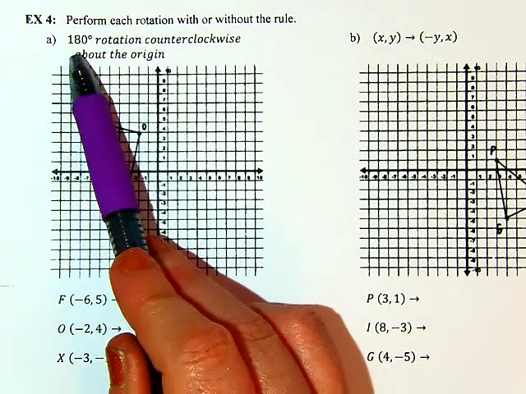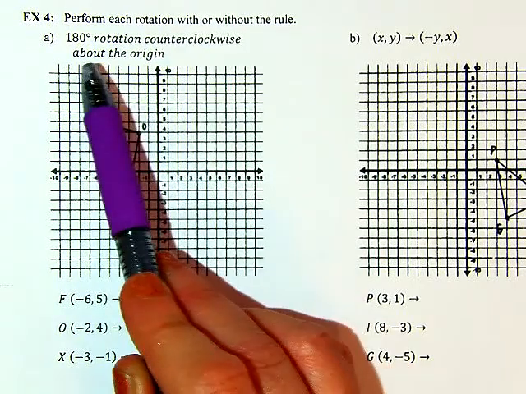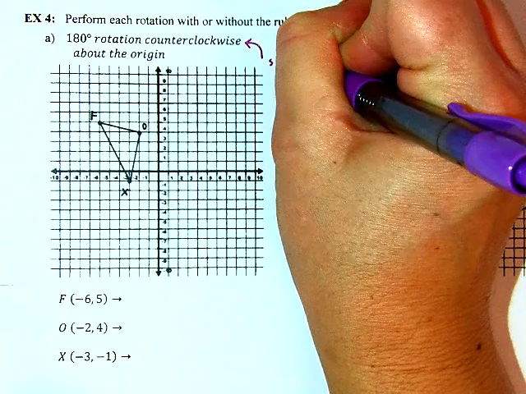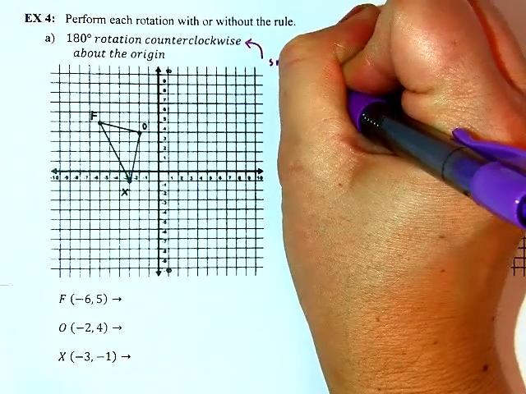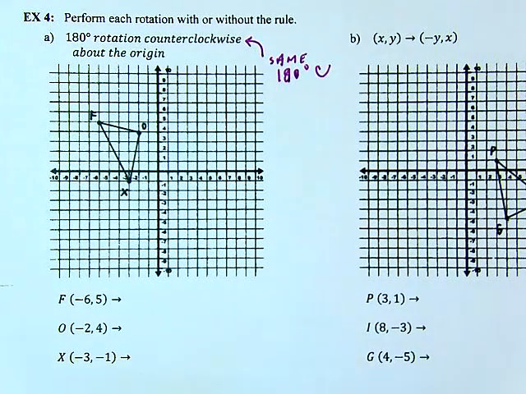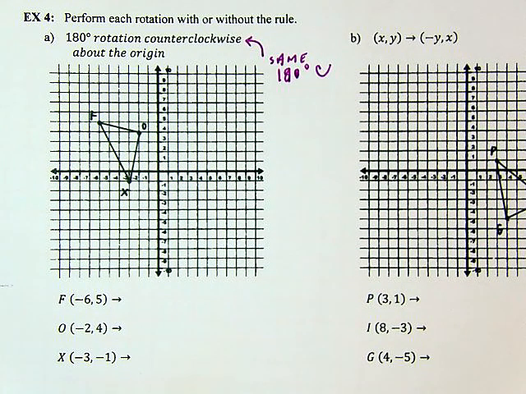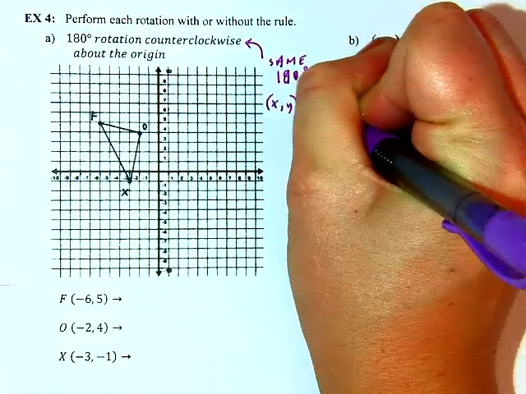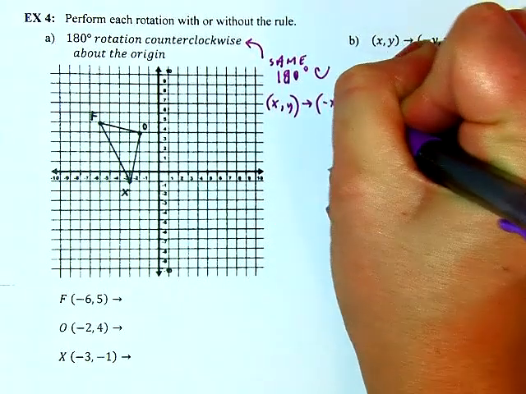All right, so I'm saying a 180 rotation counterclockwise about the origin. But again, that's really the same as 180 clockwise. Okay, so same difference, right? 180 rotation, whether we go clockwise or counterclockwise, we're going to end up in the same spot. Also, just a reminder that it's the same as reflecting over both axes, the X and the Y axis. Okay, so my rule for it, we saw it up above, so we know that we're looking at each ordered pair and we're switching them to the opposite sign.